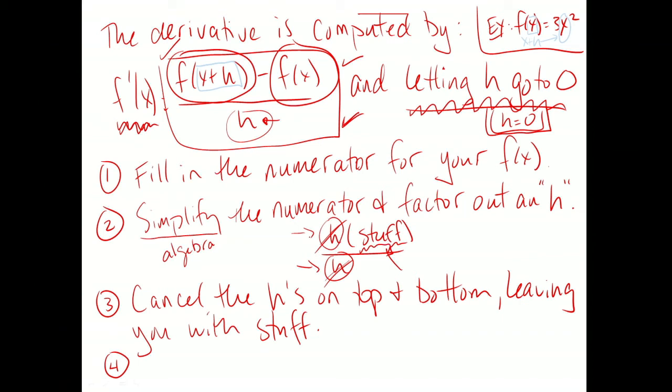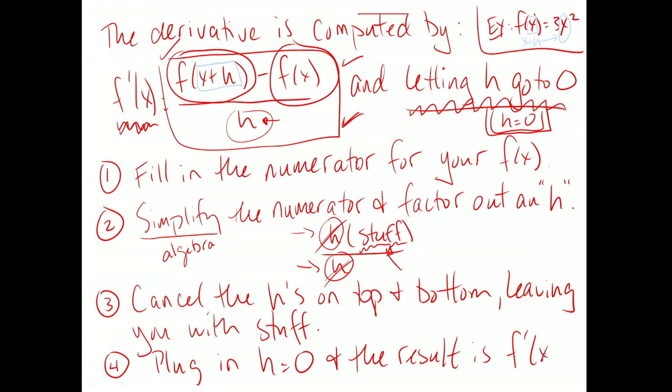So the last step is going to be your favorite step, which is to say, since you've canceled the h that's on the bottom, you can now plug in h equals 0. Legally, you can do that now. And the result is the derivative. Okay, so what is that, 4 steps or so, I guess? These 4 steps will always work.